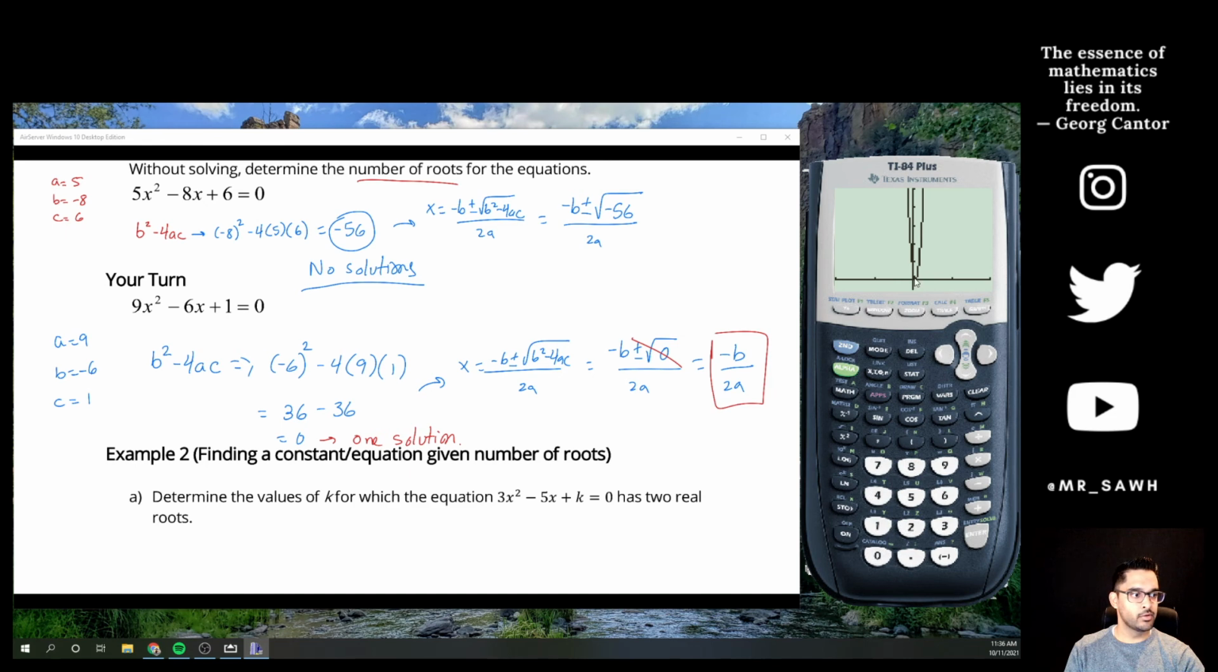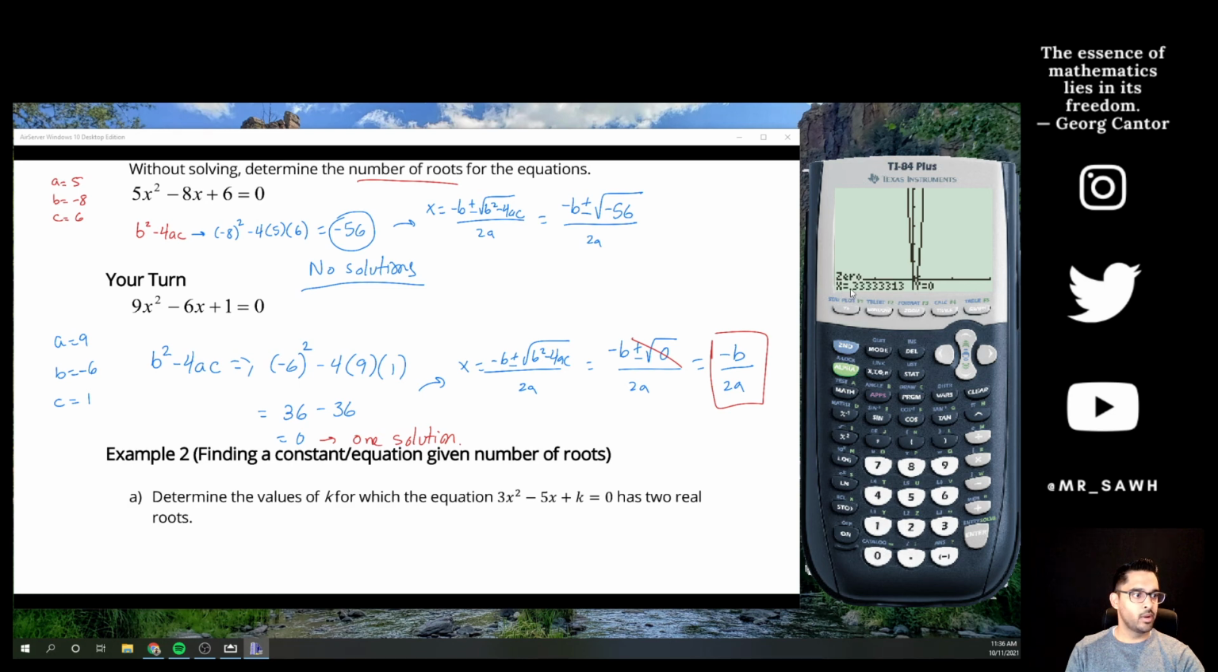So again, the vertex is the point you care about. There's only one 0 here. There's only one x-intercept, and that's the value of it. So b over 2a, so b is 6, a is 9, so it would be 1 over 3 positive as my 0. And again, you can calculate it. So left bound, right bound, enter.